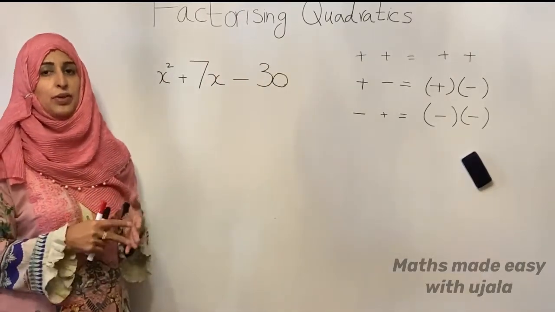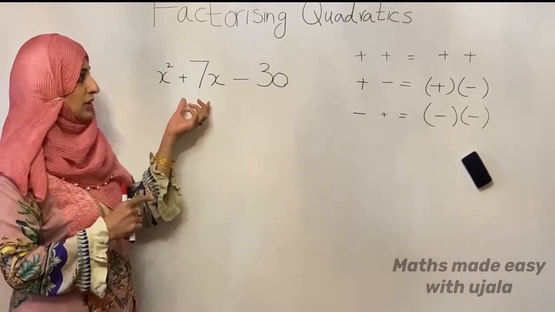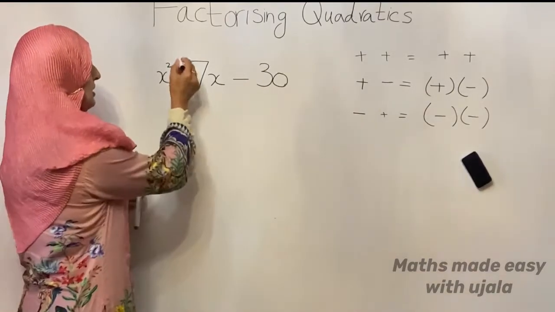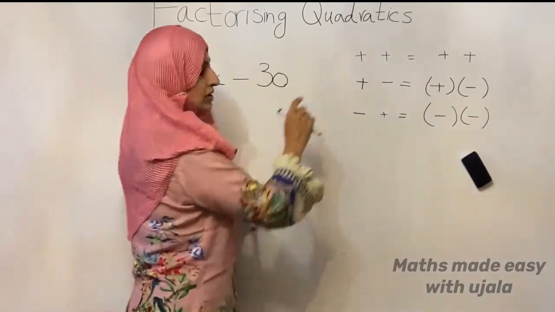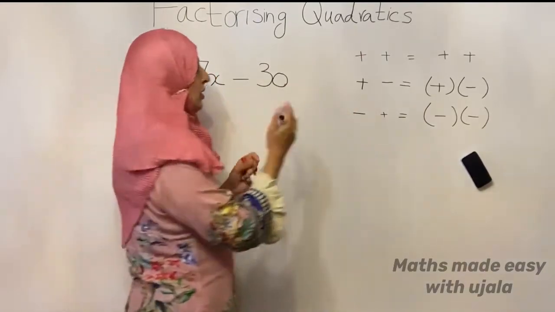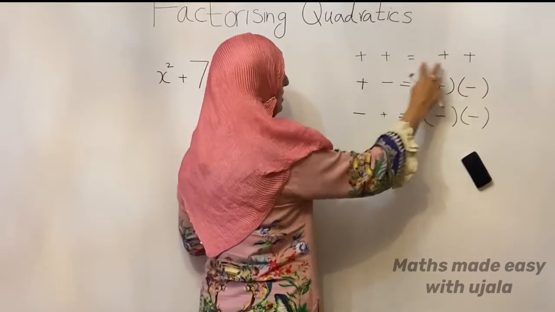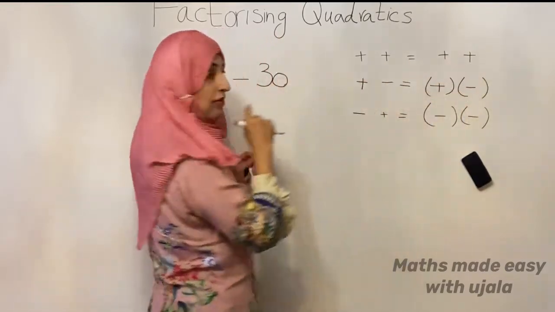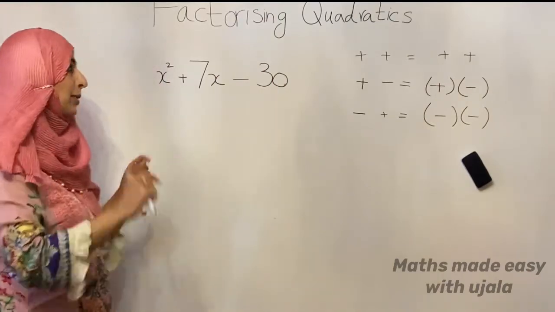In the first video, I solved a question in which the quadratic equation had two plus signs. Just to remind you of the rule, if you have two plus signs, then the two linear factors will have two plus signs in the middle. I will explain where these signs come from.